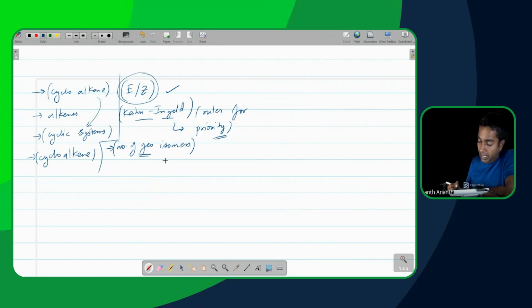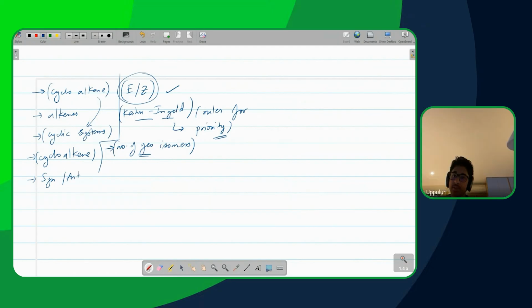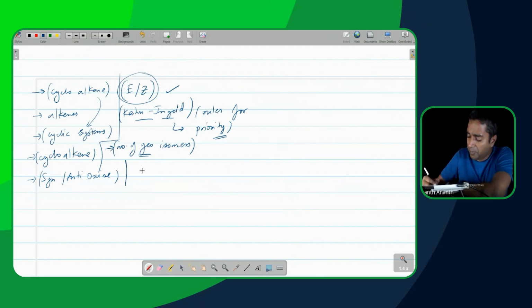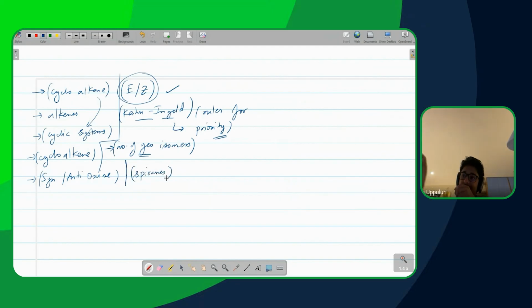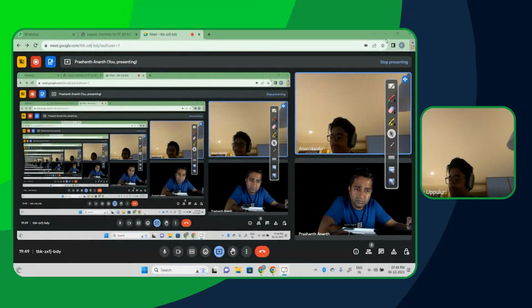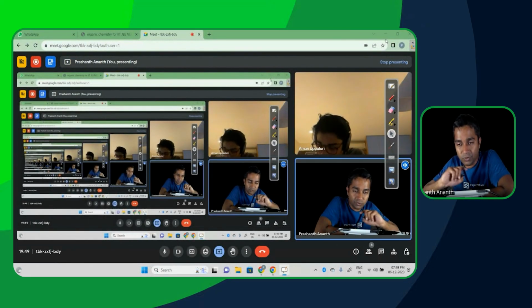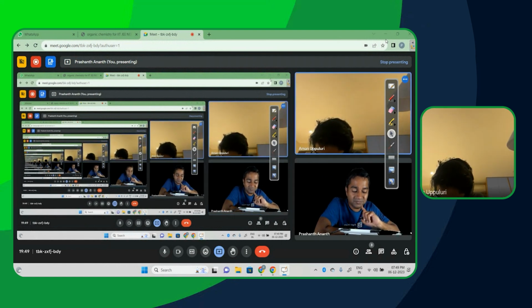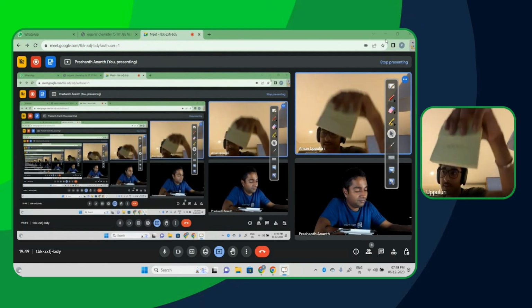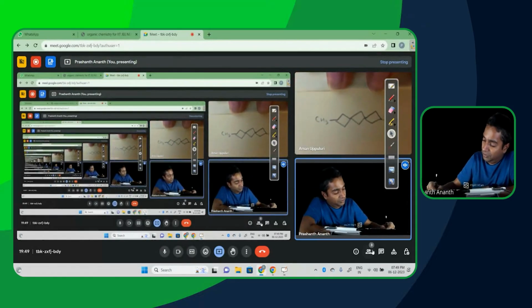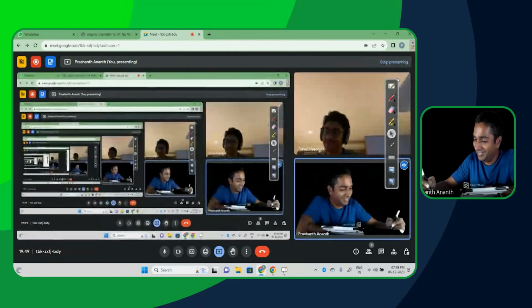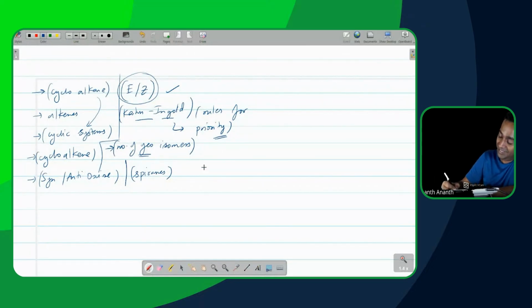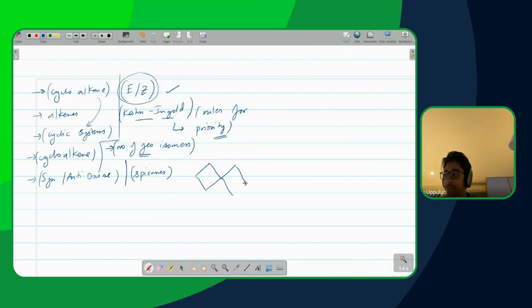And optical isomers. You did syn and anti oximes? Yes, we've done that. And spiranes also we did. Spiranes, what are these? Draw it and show me on the camera. Oh yeah, so those are called spiranes. Okay, fair enough. And then fused bicyclic compounds.